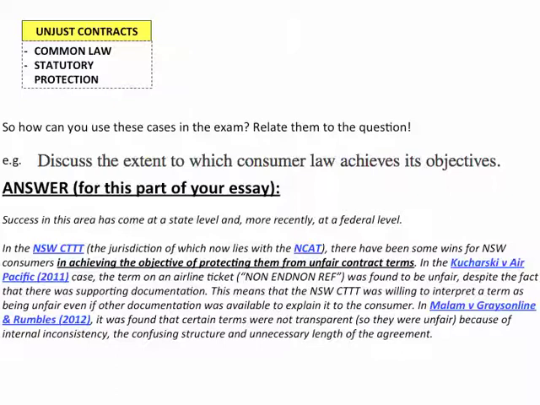But for the most part, you would be talking about these cases in very little detail. You get the marks for the name of the case, and if the markers recognize it, that's great. They don't really even need to read the rest of it. But if they don't recognize it, you should have one sentence that explains why it was unfair, what the problem with it was. And then you just keep going back to those objectives. So in New South Wales, in the CTTT, which is now NCAT, there have been some wins for New South Wales consumers in achieving the objective of protecting them from unfair contract terms. So keep going back to the question again and again.